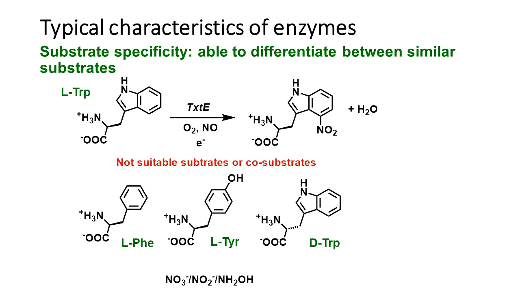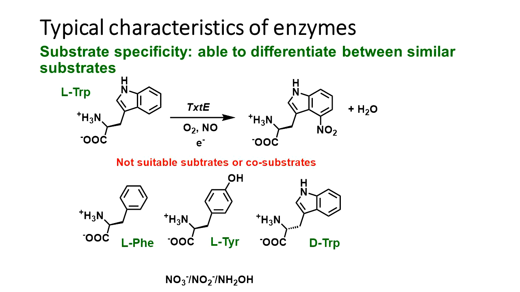But there are similarly shaped molecules within the cell. For instance, phenylalanine, which is also an aromatic amino acid, and L-tyrosine. Neither of these is taken up by this enzyme. This enzyme cannot use either of these and perform the reaction on them. So it is very well tuned. The substrate binding pocket is very well tuned towards specifically tryptophan.